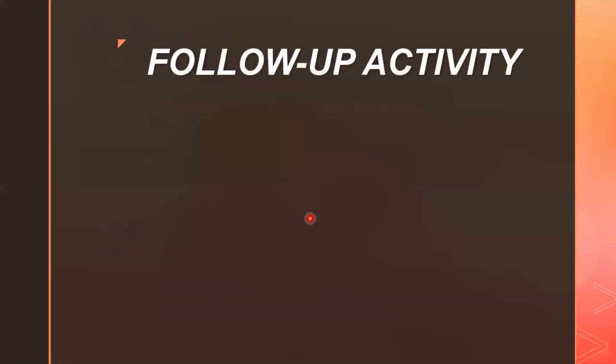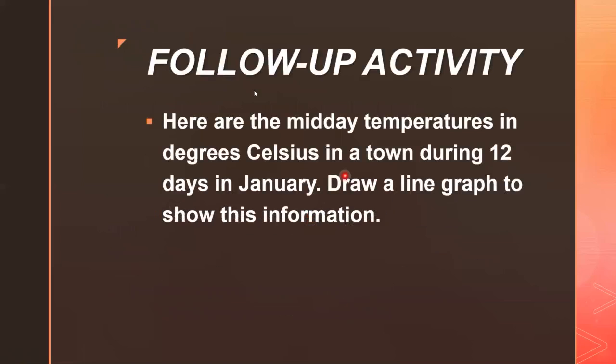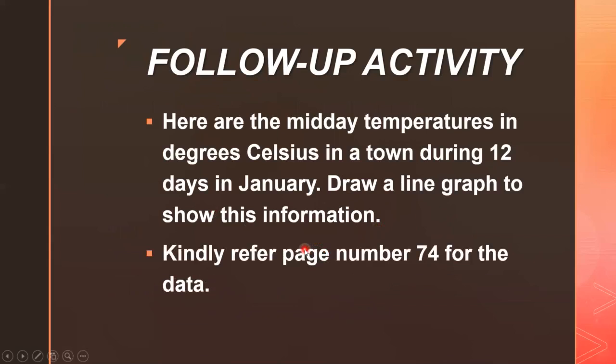Next comes a follow-up activity for you. This is your question. You have to draw a line diagram to show this information, and you can find the information in your textbook. Kindly refer to page number 74 for the data. At the bottom of page number 74, you can see a tabular column which gives you the information. On the basis of that information, you have to draw a line graph. So just do this in your math note and share it via class coach.